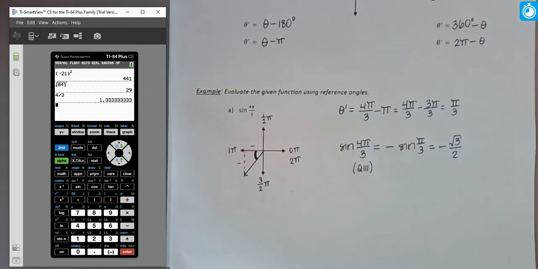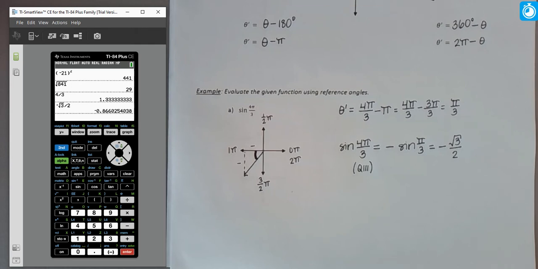Now, how can you use your calculator? You can use your calculator to check that. Let's see what negative root 3 over 2 is. So negative square root of 3, arrow out, and then we're dividing by 2. Okay, so negative root 3 over 2, that's the value. What is the sine of 4 pi over 3? Is it the same thing?